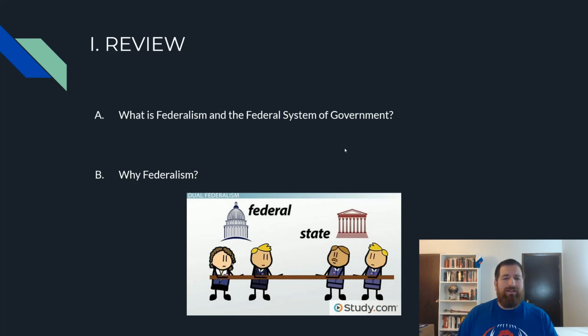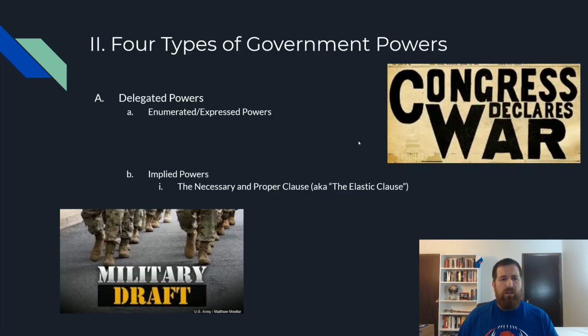So with that said, let's look at how these powers are divided up. And for that, we'll look at the four types of government powers. First, let's start with delegated powers. Delegated powers are powers that are delegated to the federal government. In other words, these are powers that the federal government holds alone. There are two types of delegated powers we want to talk about. The first is enumerated or expressed powers.